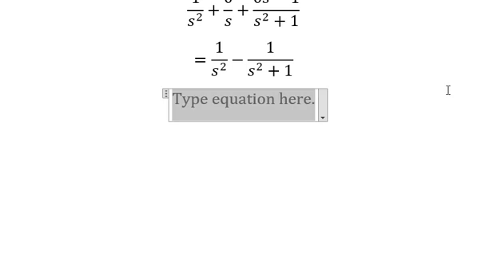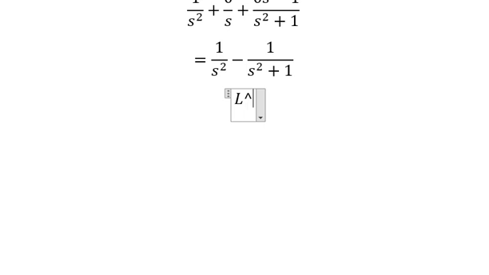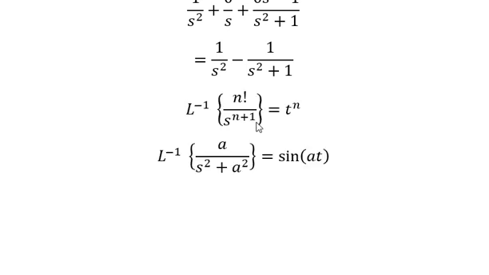Now we need to find the inverse Laplace transformation. So here is the formula we need to use. In this situation, n equals number 1. So you have h squared, so this one should be number 1.